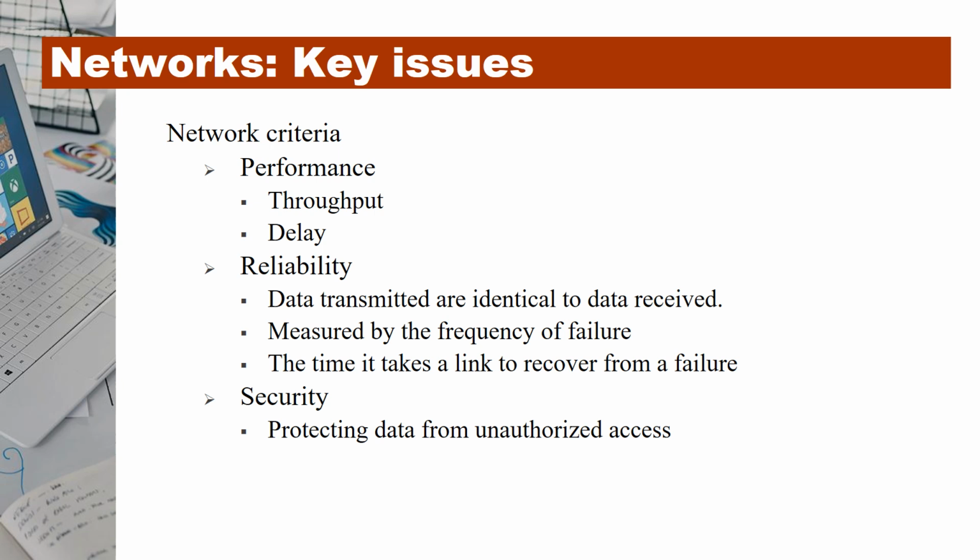And then we're talking of reliability. Network reliability refers to the ability of the network to maintain connections and transmit data without errors, so data transmitted is identical to data received. This is integrity, accuracy, then measured by the frequency of failure and the time it takes a link to recover from a failure. This is what we call reliability. Then we also talk about security. These are key issues in networks.